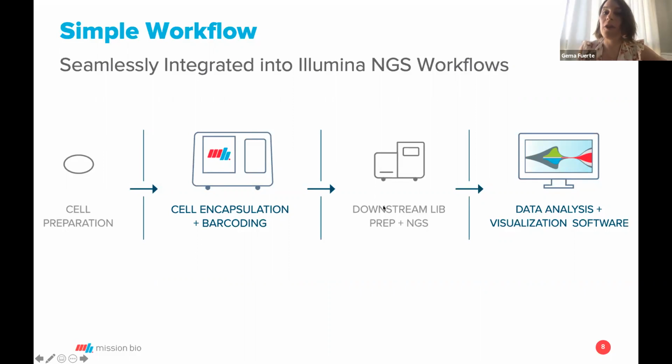In terms of how long the assay takes, from the cell preparation all the way to library generation is 1.5 days. So you could essentially start on Monday with your cells and have your libraries ready to sequence on Tuesday, which is great. 1.5 days for DNA only, slightly longer for DNA plus protein, but it does not make a huge difference between DNA and DNA plus protein.